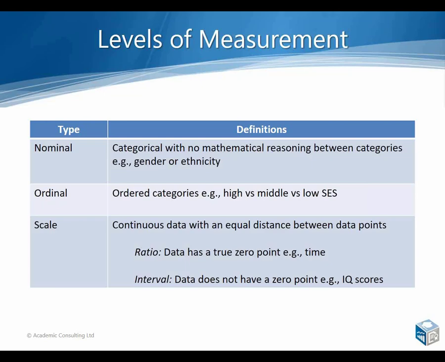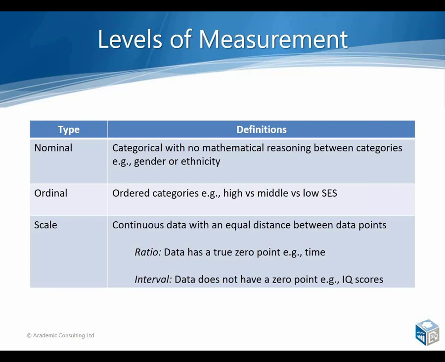But ideally, when you are designing your studies, you want to have as few nominal level variables as possible because you can actually do very few statistical tests with them. So if you have to ask a question in a nominal format, that's fine. But if you have the option, the ideal scenario is that you have as few nominal level variables as possible.